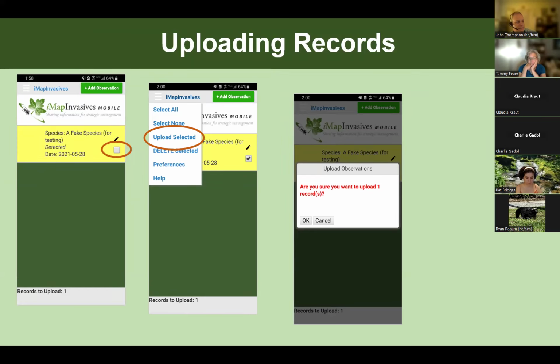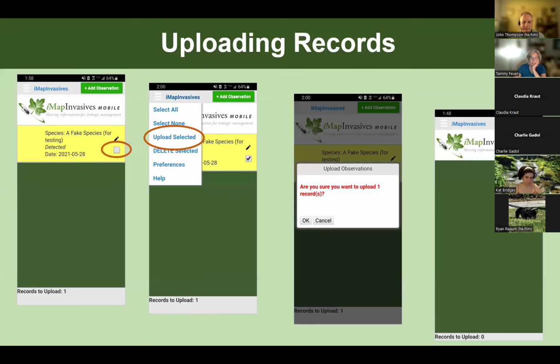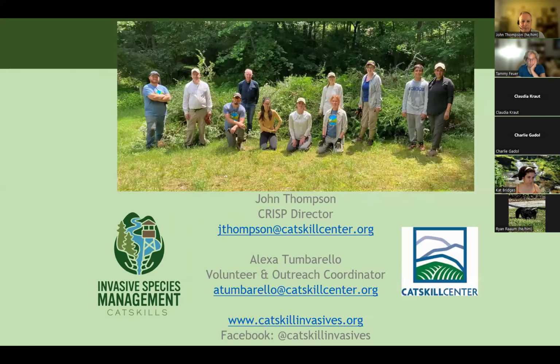Well, first it will give you a pop-up, I guess. Are you sure you want to upload 1 records? And you hit OK. Then give it a few minutes and it should upload. So then you could go online and in the iMaps database, you could look at your record where it compares to other records of any species, or if it's your fake species, it wouldn't really matter that much.